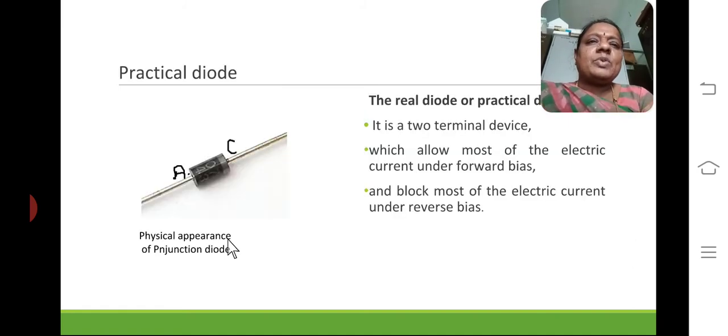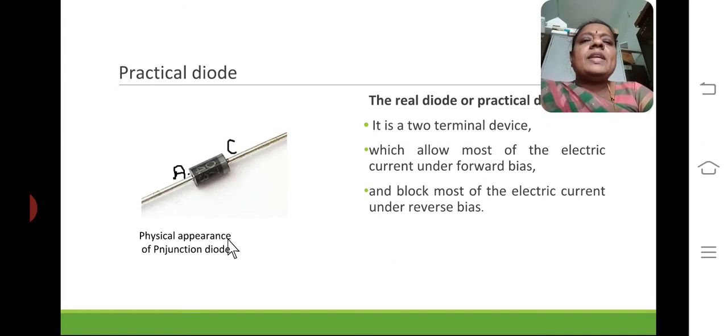Now let us move to the practical diode. Actually, the ideal practical diode and the PN junction diode are both the same. What is the appearance of this diode, what we have studied till now, no?